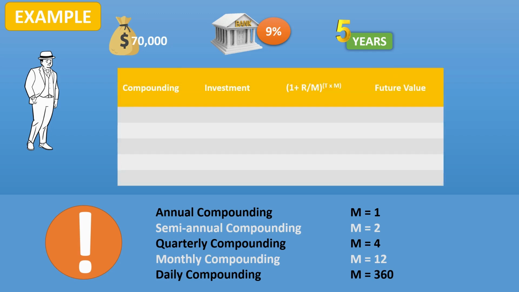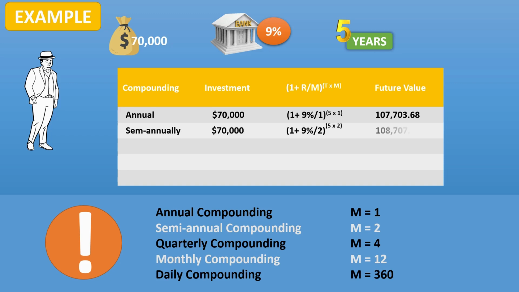Let's start with annual compounding. Note that the only difference in simple interest and compound interest formula is M. In case of annual compounding, M is equal to 1. So, we will divide the interest rate by 1 and then take the exponent by multiplying 5 years by 1. Then we will multiply the compounding factor with investment to get the future value of $107,703.68.